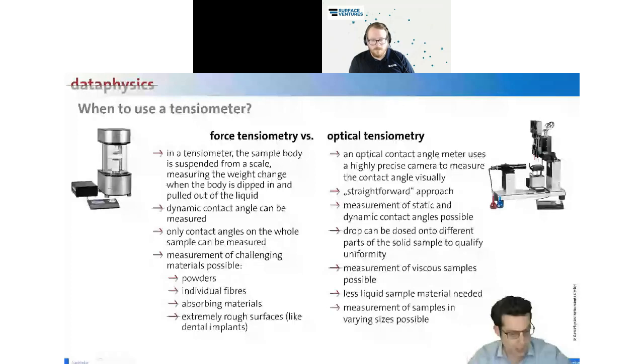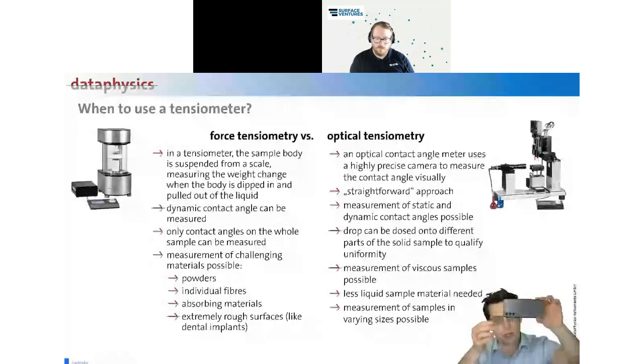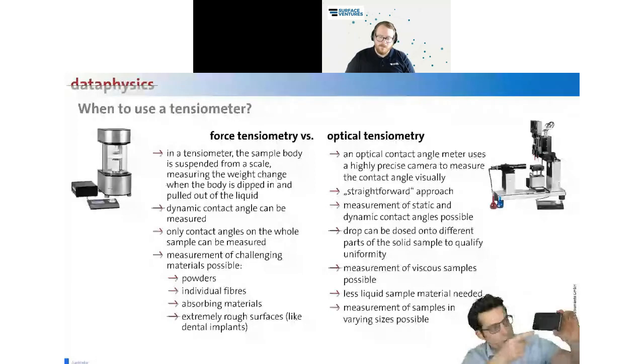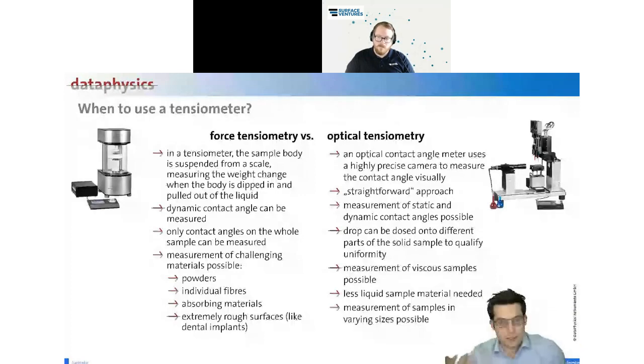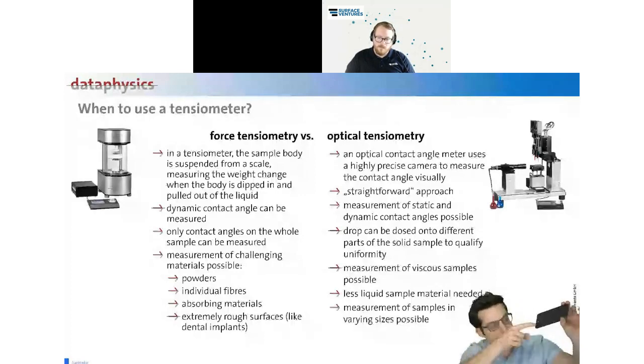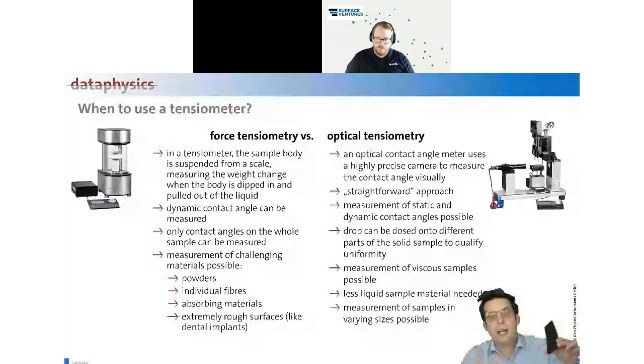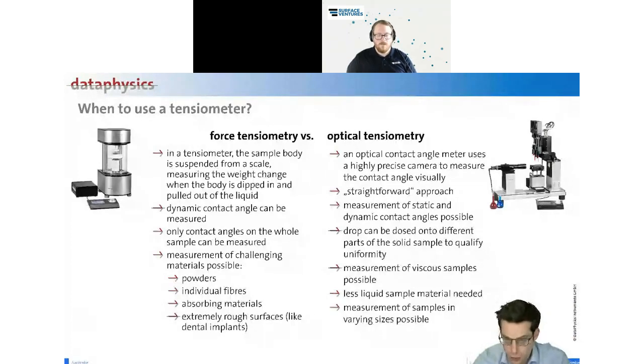And when you have a sample, like my telephone here, for example, this is not a homogeneous sample. Here the wettability will be different than on the glass lens. So with the optical device, it's very easy. You place the syringe here, then you get the contact angle on the lens, or you do it here, or here, and then you will be able to locally assess the wettability of the surface.